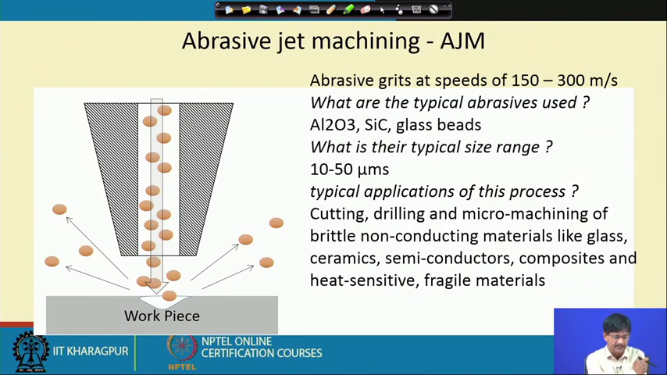Abrasive jet machining. A nozzle here is shown throwing abrasive particles against a workpiece, and the speed is 150 to 300 meters per second. They are carried on a gas jet. Typical abrasives used are Al2O3 (aluminum oxide), silicon carbide, glass beads, with a size range of 10 to 50 microns. Applications include cutting, drilling, and micro machining of brittle, non-conducting materials like glass, ceramics, semiconductors, composites, and heat sensitive, fragile materials. So, this is abrasive jet machining.